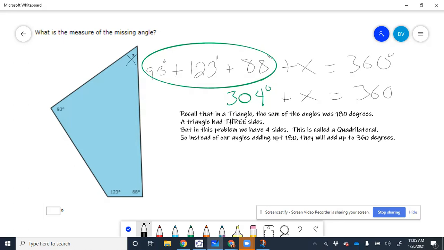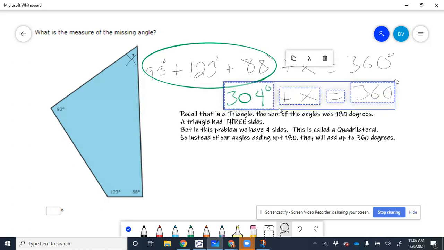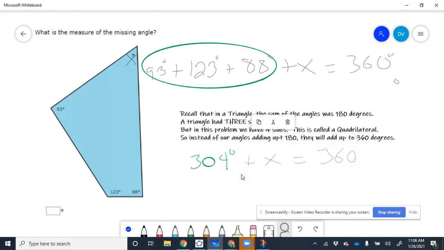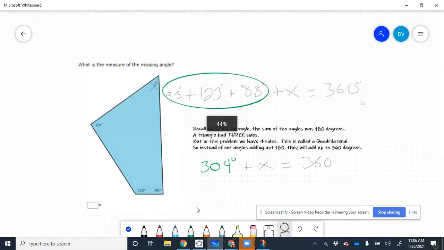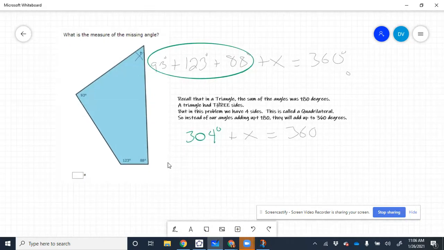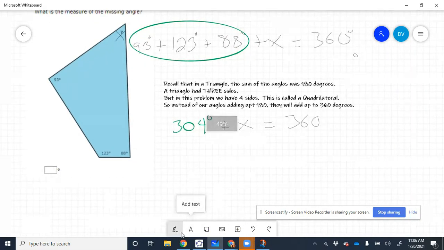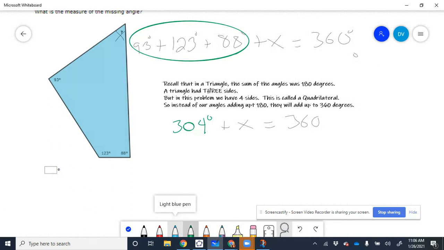I run out of room here, but what we're going to do is subtract 304 from both sides. So if I could move that down, I think that would be better. Okay. Move this equation down here. So we're going to subtract 304 from both sides of this equation. 304 degrees from this side. I forgot my degree symbol here. And 304 from this side of the equation.